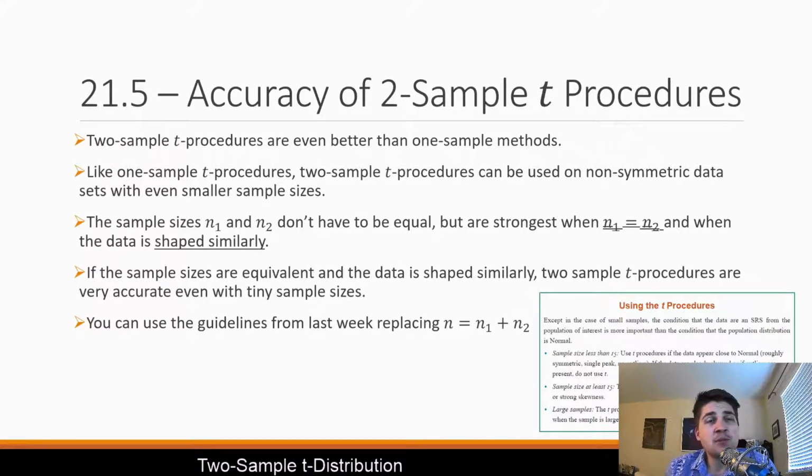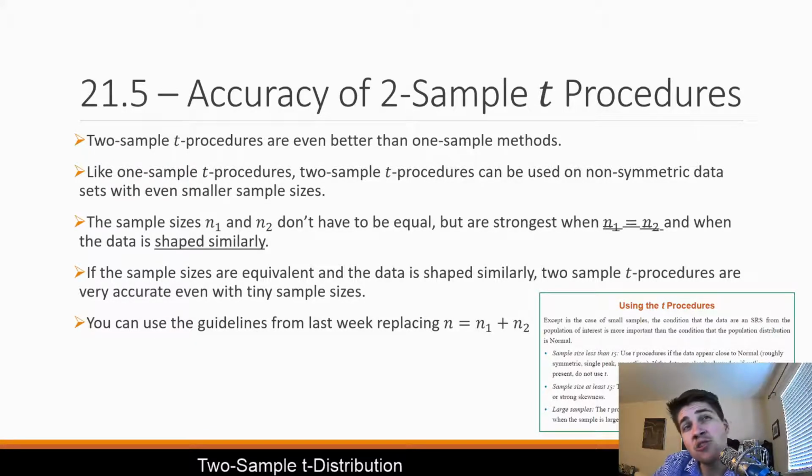And we can use these procedures for non-symmetric data with similar rules. If you go ahead and look at the rules, this is exactly the same as from the last chapter. But one of the issues is that we're dealing with two different sample sizes. You can use the same guidelines by using the pooled data, by adding up the sample sizes. So in the first example we did in this chapter 21, we had 10 men and 10 women, so our total sample size would be 20. That would be good to go in the bracket of, well, we can use T procedures except when there are outliers and skewness.